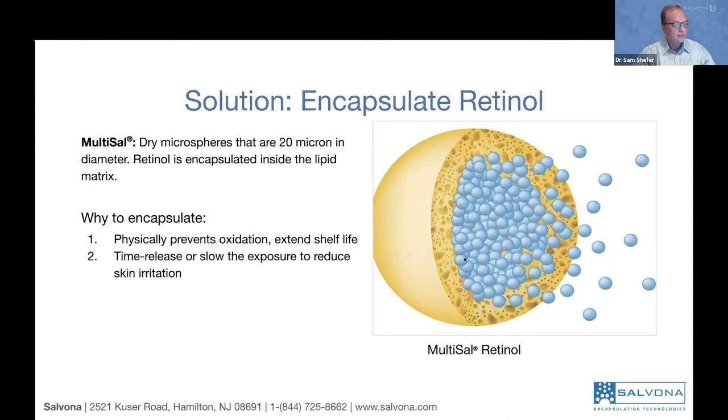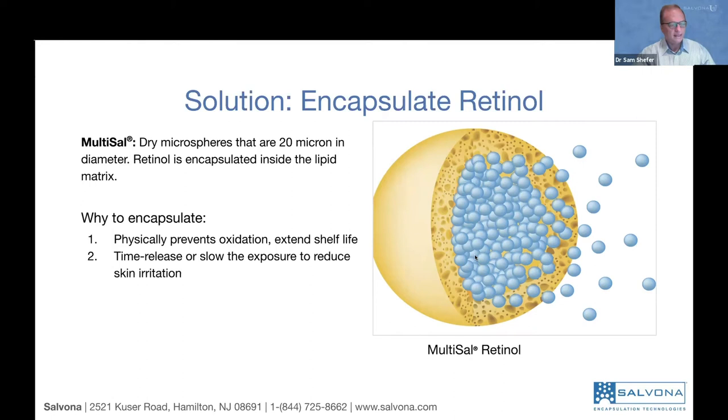Okay, let me translate it. OK, keep going. So the retinol in this case is protected from the environment, number one.